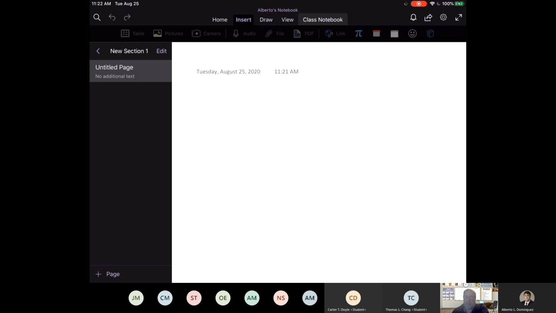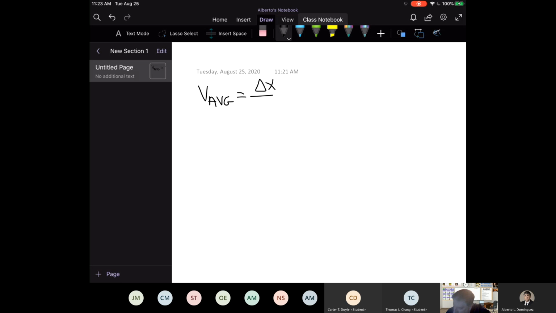August 25th, derivation of the kinematics equations. I'm going to derive 5 equations ultimately, but we only have one thing. The only thing that we have right now is that V average is equal to delta X divided by delta T. That is literally the only formula that we have right now to work with. So the first derivation must come from this formula because it's literally all we know.